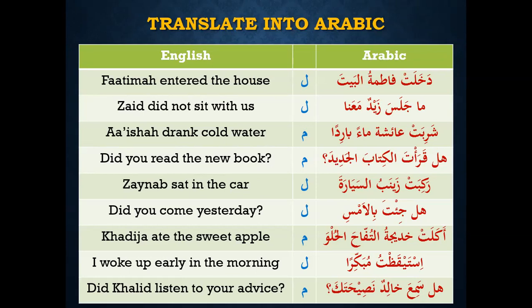Did you come yesterday? هل جئت بالأمس؟ لازم. Again, you do not need anything other than to come yourself. The doer can do everything. أكلت خديجة التفاحة الحلوة. Khadija ate the sweet apple. To eat something, you have to have something that you could eat. So this is متعدي.